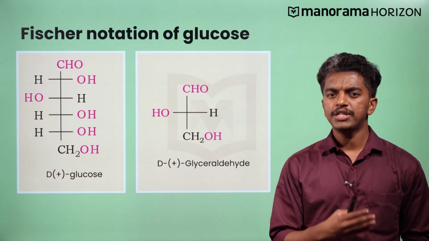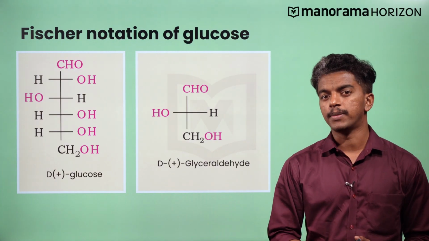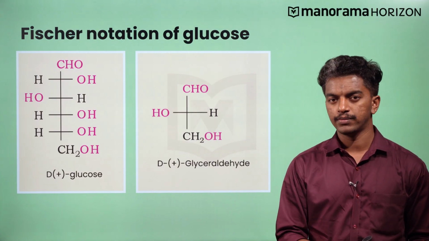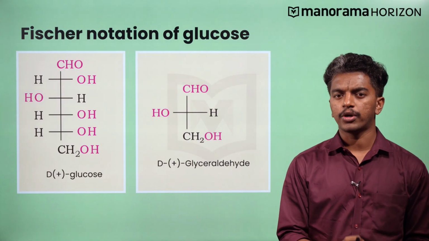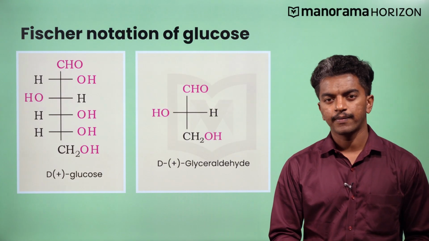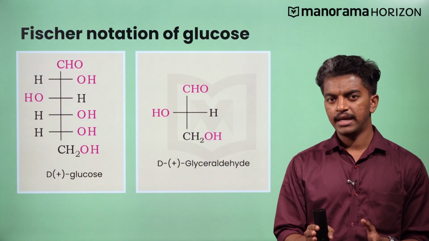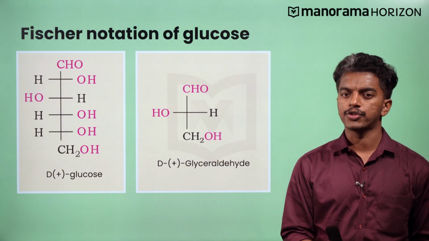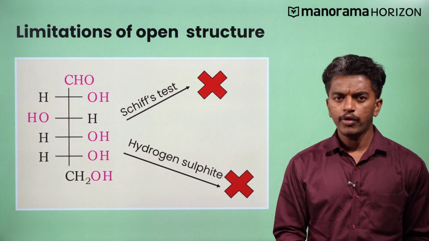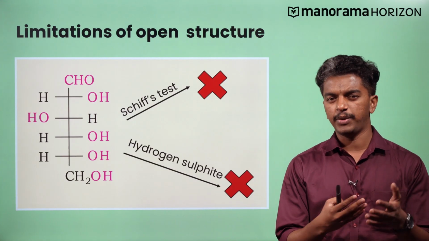Thus, based on these observations and many more experiments, the exact spatial arrangement of glucose was given by Fischer. Moreover, the dextrorotatory nature of the molecule has been represented with a plus sign. Besides, the letter D represents the relative configuration of glucose based on the configuration of glyceraldehyde. However, this structure had some limitations.